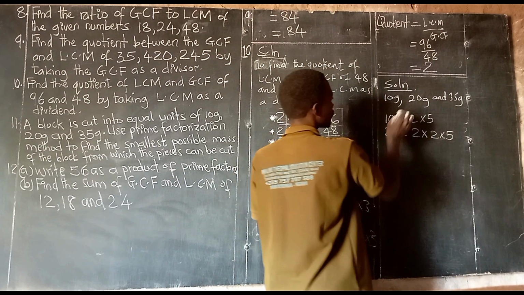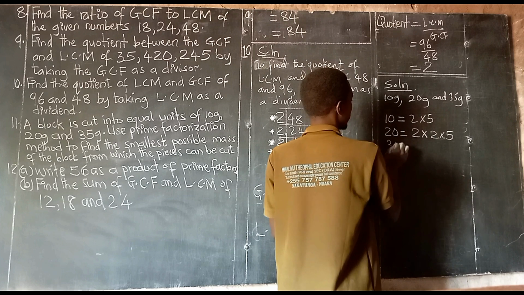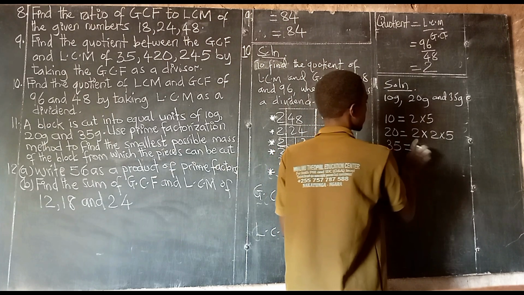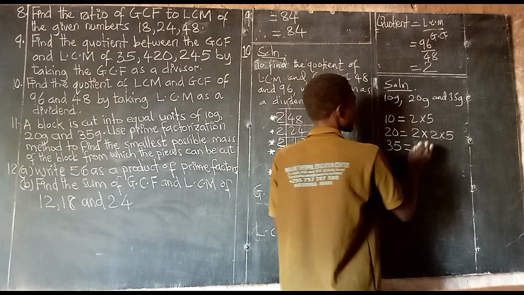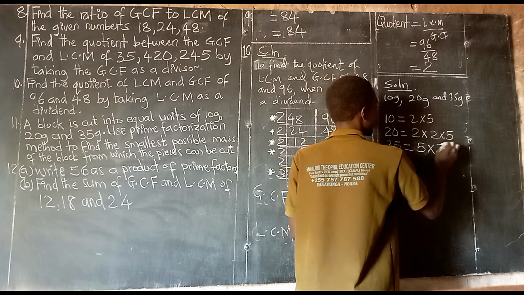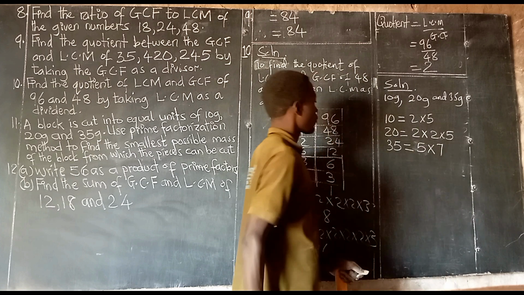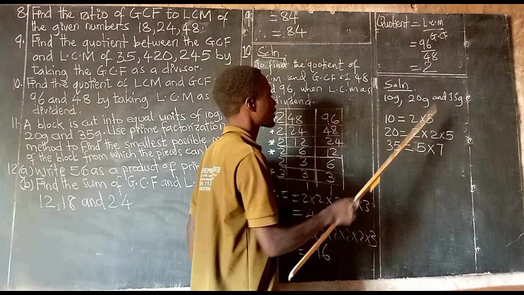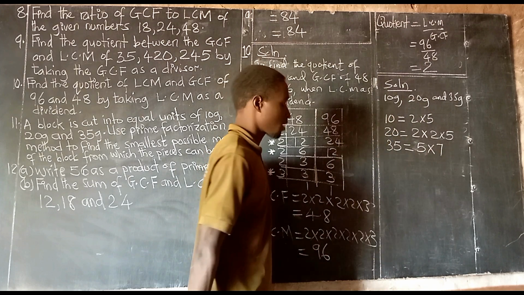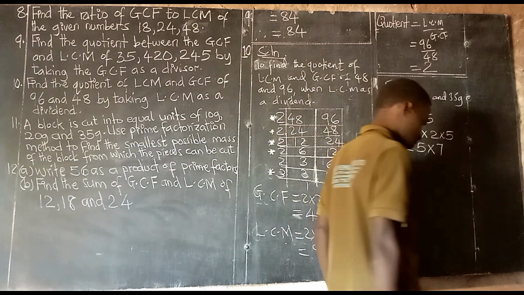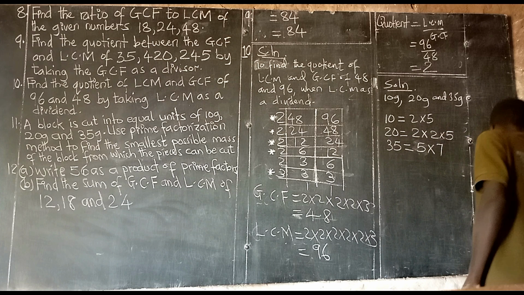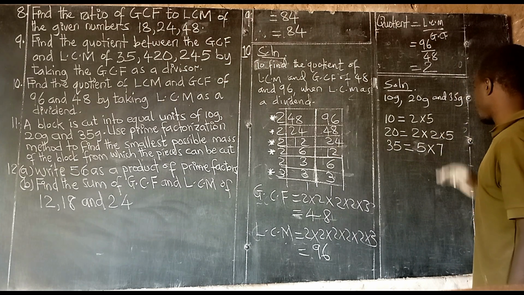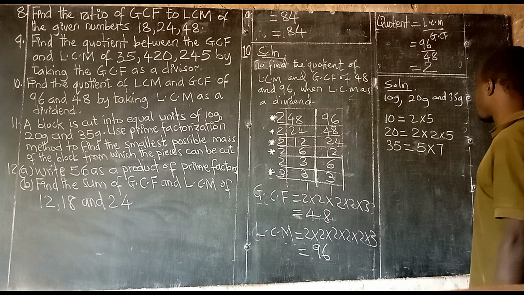Also, we have 35. 35 is not divisible by 2. 35 is equal to 5 times 7. 5 times 7, we get 35. Now we are through with the prime factors of each of the given masses of the pieces. So here we are going to look for the LCM from these prime factors.